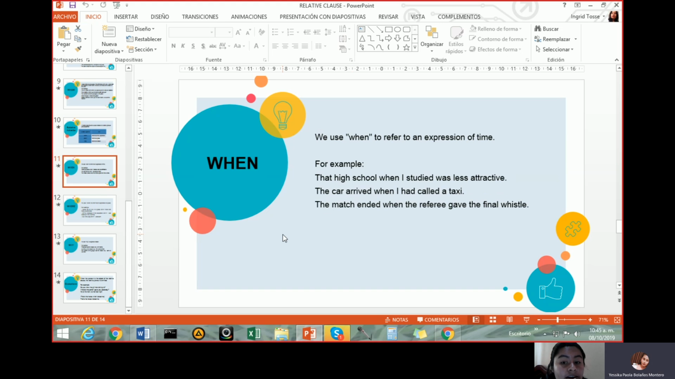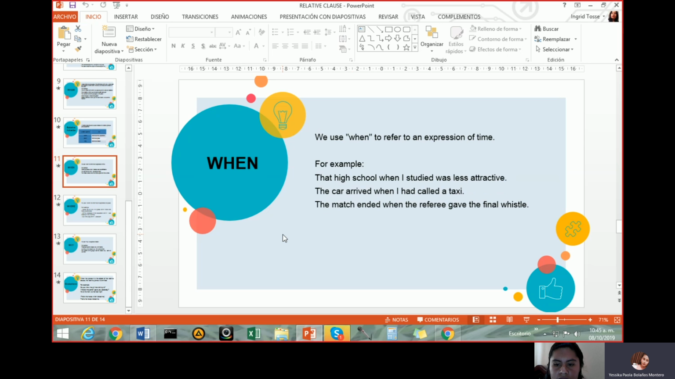Can you translate this part? Ese colegio, cuando yo estudié, era menos atractivo. In this case, we can find that "the time I studied" says it is in the past, and the reason is an expression of time. We apply "when." Okay, now with the second. The car arrived when I had called a taxi.